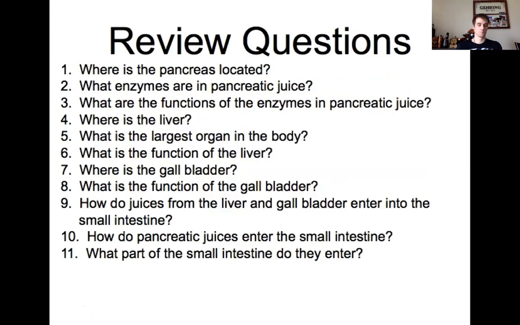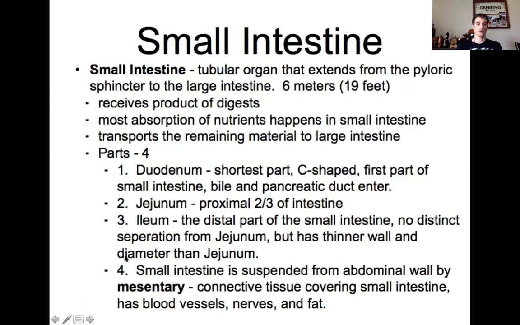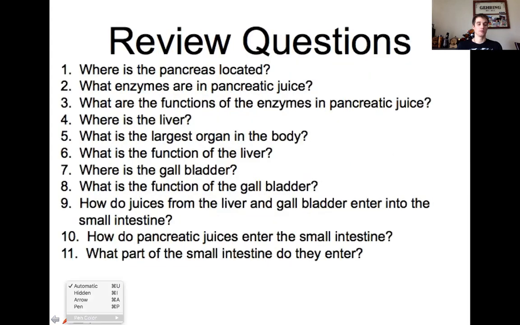So these functions for the liver, we should have, oops, go back. On the function of the liver, you should have a whole bunch of these. Largest organ is the liver. Again, your gallbladder is located right there. What does it do? What happens when it's removed? How do your juices get to the small intestine? And then what part of the small intestine do they enter? So those are all questions you need to be able to answer. And if you can do so, you will be just fine moving forward.